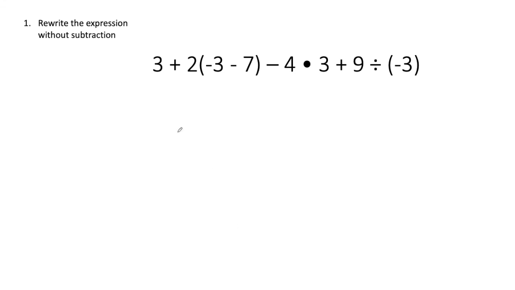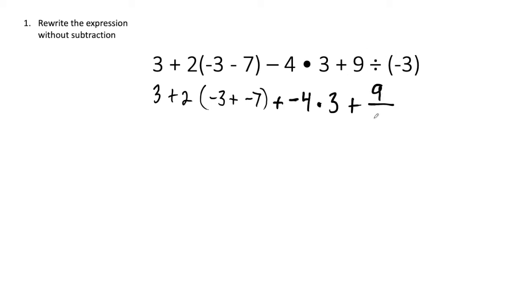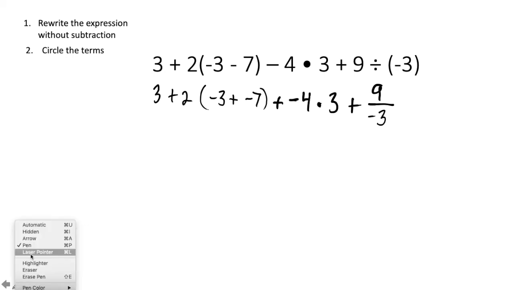We're going to rewrite this expression without subtraction. So we got 3 plus 2 times, that negative 3, that's not a minus sign, but the minus 7 is. Push the minus 7 over, put a plus in front of it, and we get negative 3 plus negative 7. There's a minus 4, push that over, put a plus in front of it, so it's plus a negative 4, times 3, plus 9, and there's that division symbol. So instead of 9 divided by negative 3, 9 over negative 3. Okay, I've rewritten it without subtraction, and now I'm going to circle my terms.